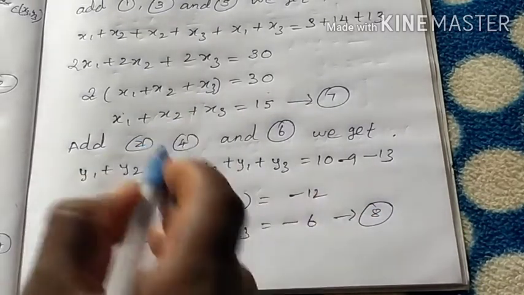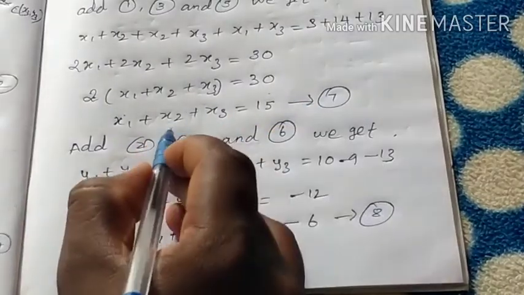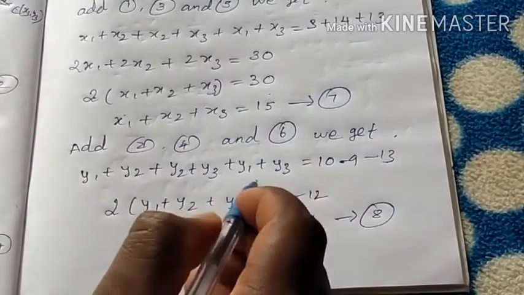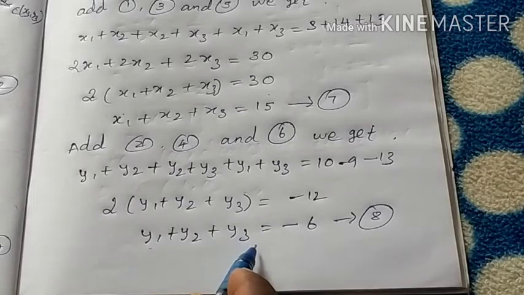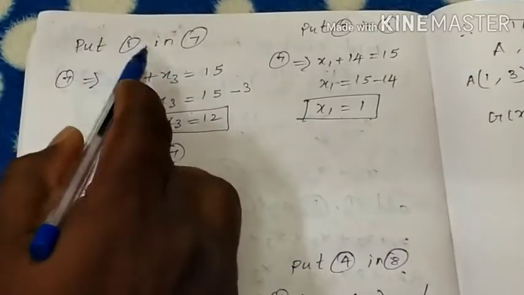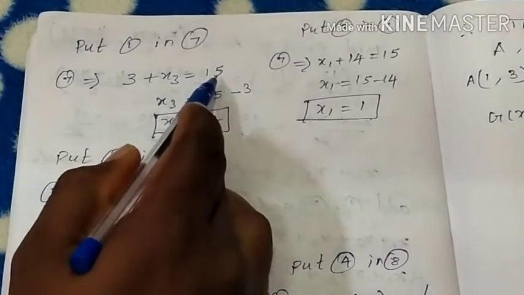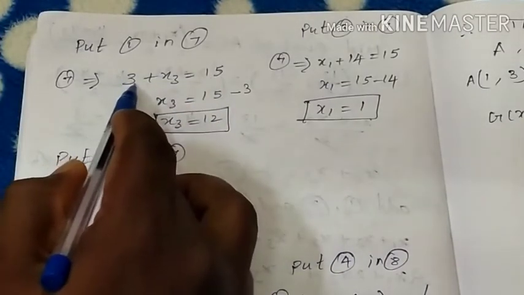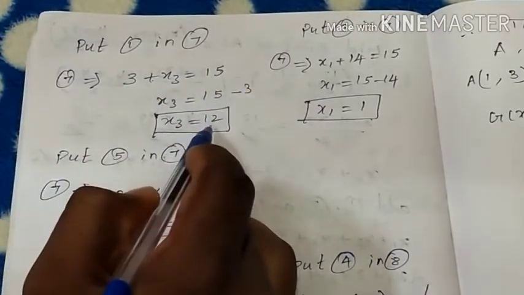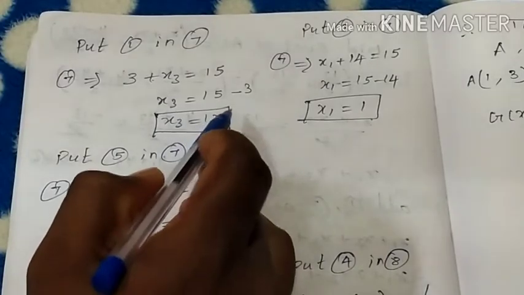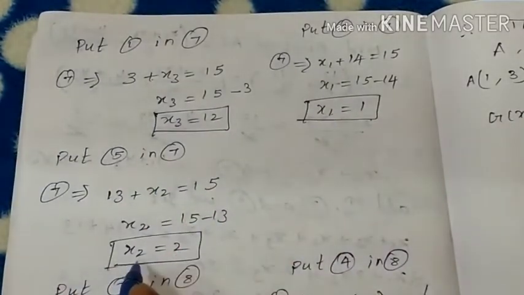Okay, so use 1, 3, 5 in 7, we get the x1, x2, x3 values, and use 2, 4, 6 in 8, we get the y1, y2, y3 values. Okay, put 1 in 7. The seventh equation implies x1 + x2 + x3 = 15. The x1 + x2 value is 3, so 3 + x3 = 15. x3 = 15 - 3, and 15 - 3 is 12.